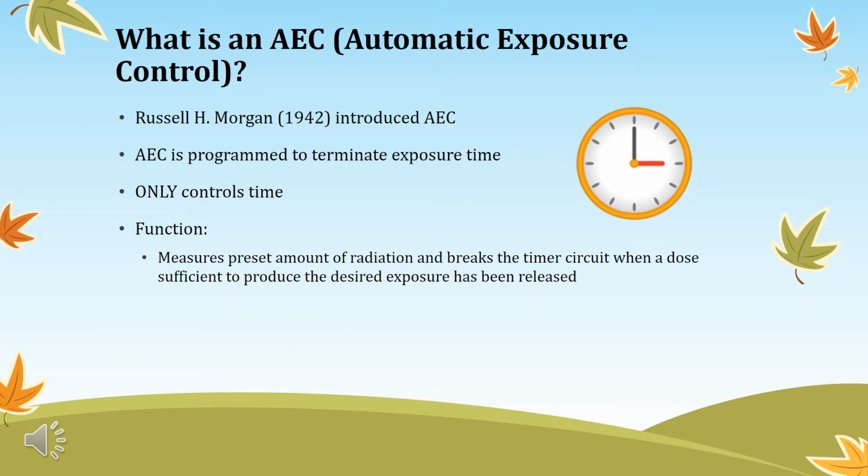AEC is automatic exposure control, and it was introduced in 1942 by Russell H. Morgan. It was programmed to terminate exposure time, and it only controls time. The function of an AEC is that it measures a preset amount of radiation and breaks the timer circuit when a dose sufficient to produce the desired exposure has been released.